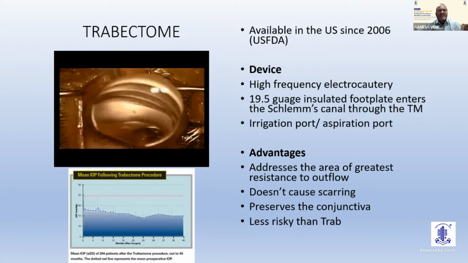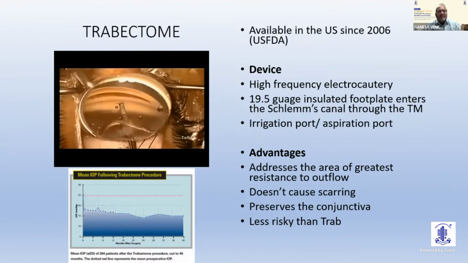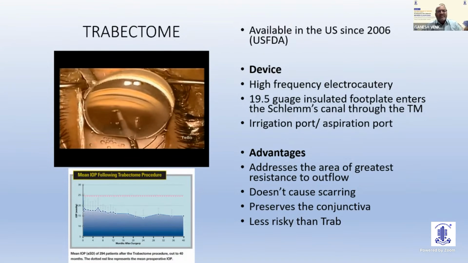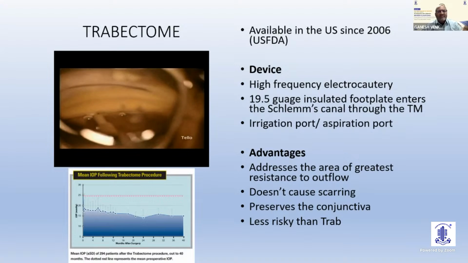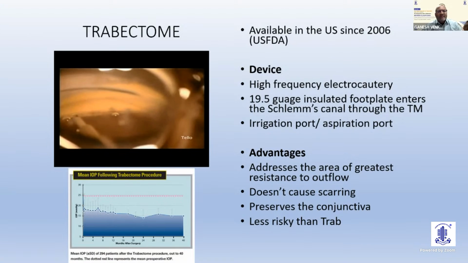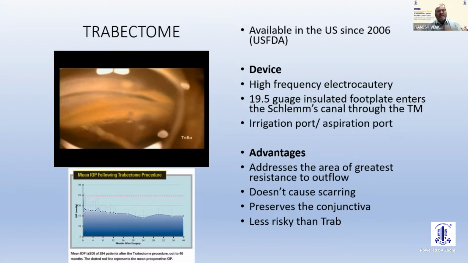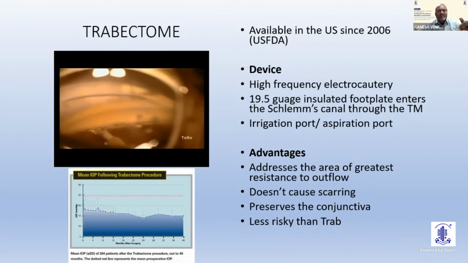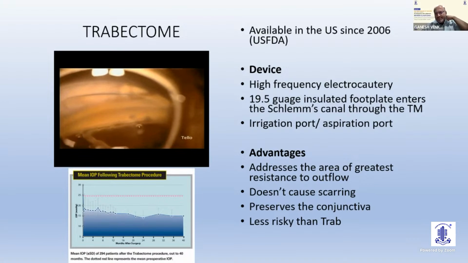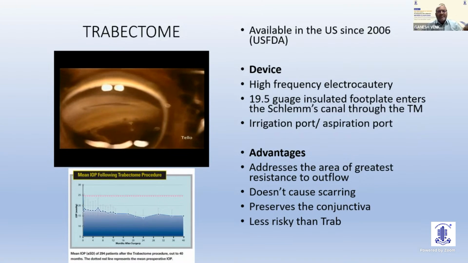So you have to have a surgical gonio lens like this. The Swan-Jacob surgical gonio lens is the prototype surgical gonio lens. The advantage of the Swan-Jacob surgical gonio lens is it can be autoclaved within a short cycle, and you can use it in multiple patients. It doesn't cause scarring and preserves the conjunctiva.